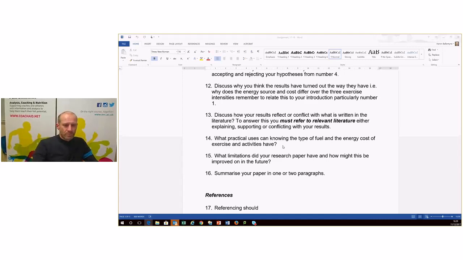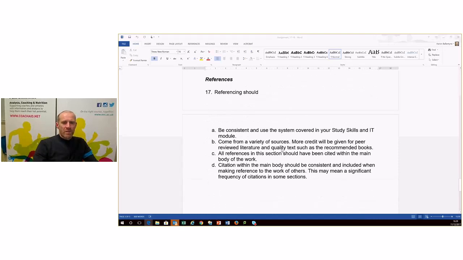Okay, so lastly, your references. Be consistent in the system we've used. I showed you the other day how to use Word to actually reference inside Word itself, which might make things a wee bit easier for you. Make sure citations and your references are a consistent approach throughout. Make sure they're all in there.